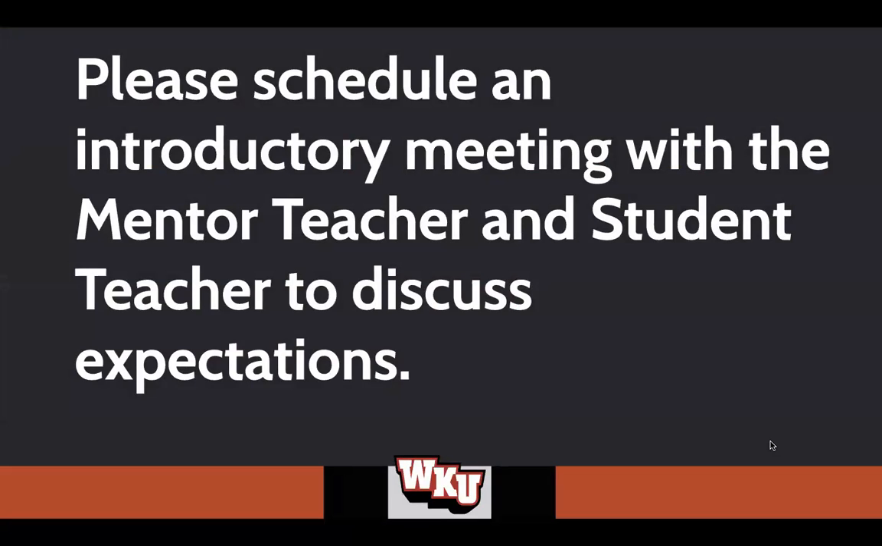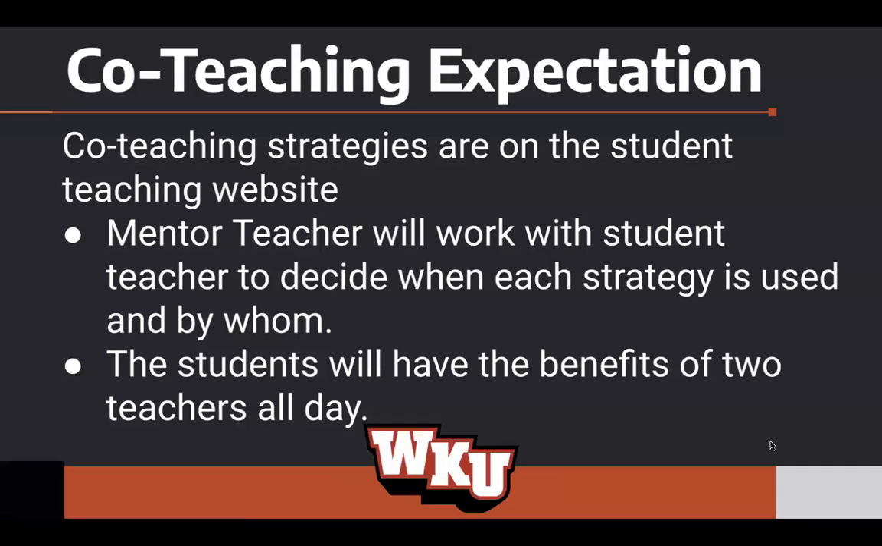Again, I think I mentioned this. We want you to have an introductory meeting with the mentor teacher and student teacher to discuss expectations from the very beginning. That's really important. When you have that meeting with them, please remind the mentor teacher about co-teaching. Our expectation, we've told our student teachers, is that they are to be co-teaching at all times. Now, the mentor teacher will guide the student teacher on what that looks like for them, especially at the beginning.